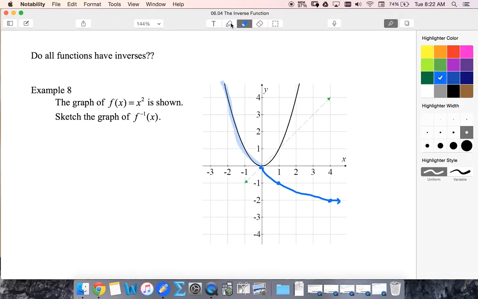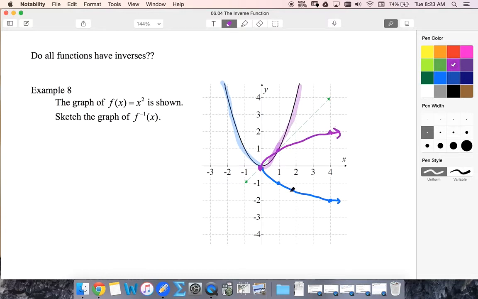Okay, let's go with green. No, green is our y equals x line. So in purple, I'll draw in this branch. So again, I have (0, 0). The point (1, 1) stays (1, 1). The point (2, 4) becomes the point (4, 2). Well, here's my whole inverse.